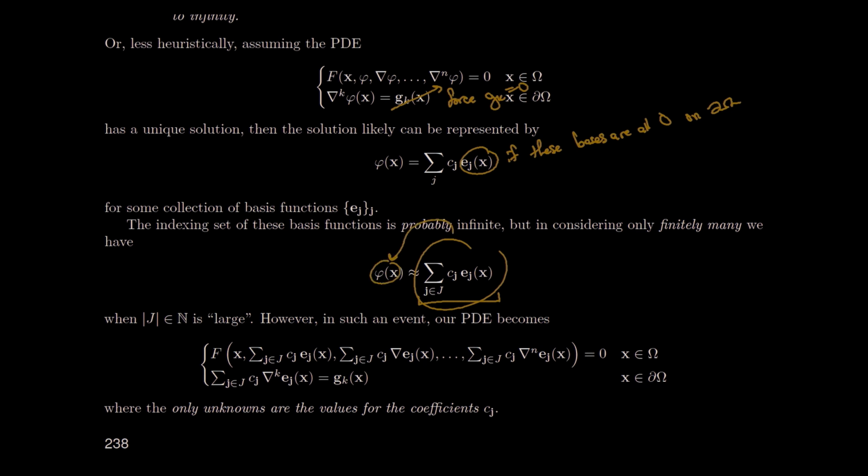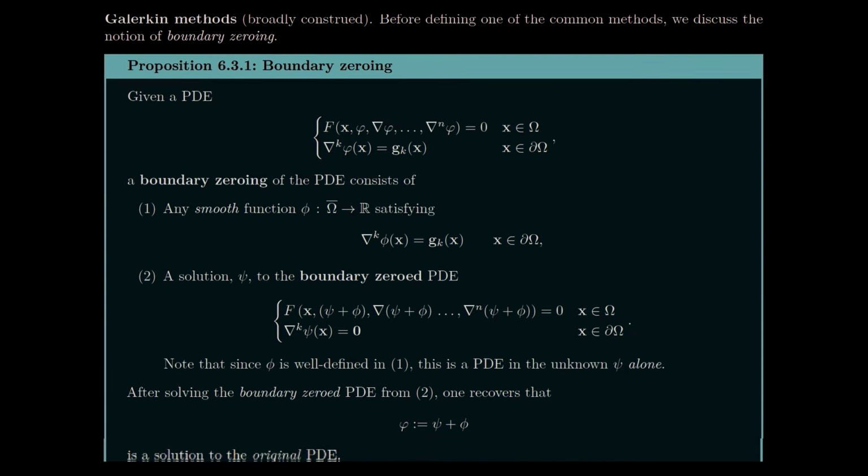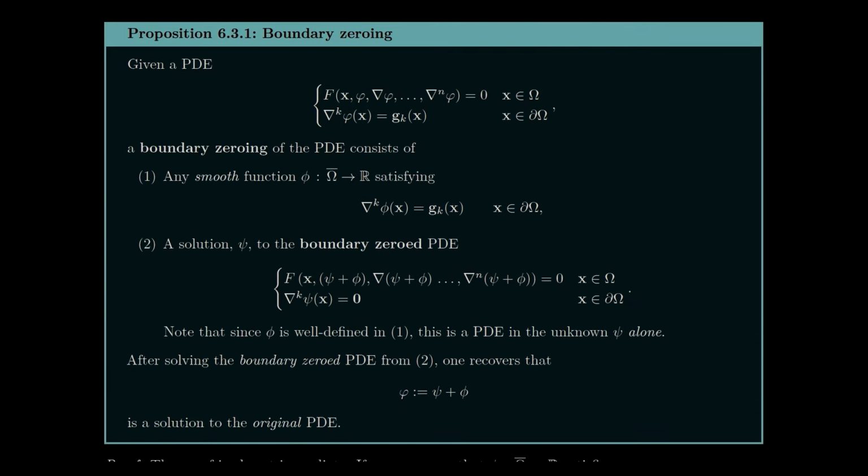Which means if our original PDE had a 0 on the boundary instead of a G, as long as the basis elements can have a 0 on the boundary, then we know that this is always met. We know the boundary conditions are always going to be met, which means our best possible can truly be restricted to just that equal sign. So we want to know how to play those games. The way we play those games is something I call boundary zeroing.